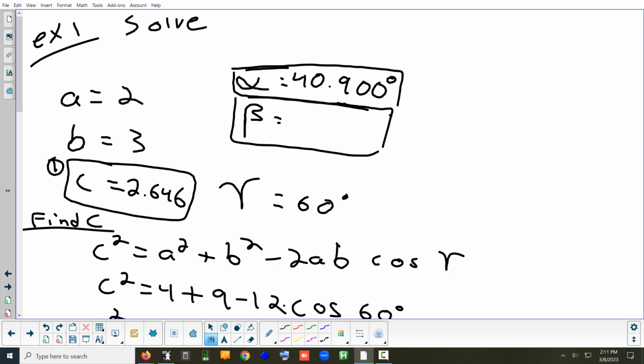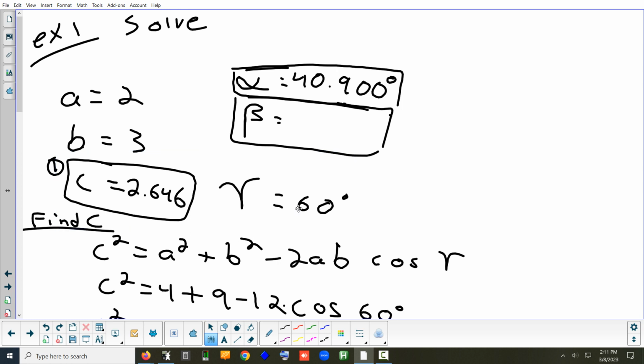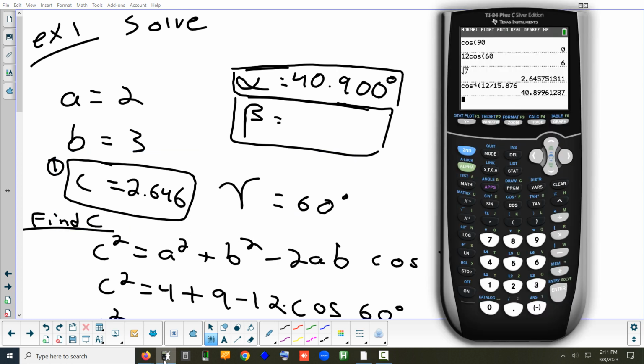And now the third angle, well, that one's pretty easy. How can we get that one once we have those two? Yeah, so these add up to 100.9. 40 and 60 is 100 with the 0.9. And then subtract that from 180. Minus 100.9 gives me 79.100 if we want to keep that accuracy.